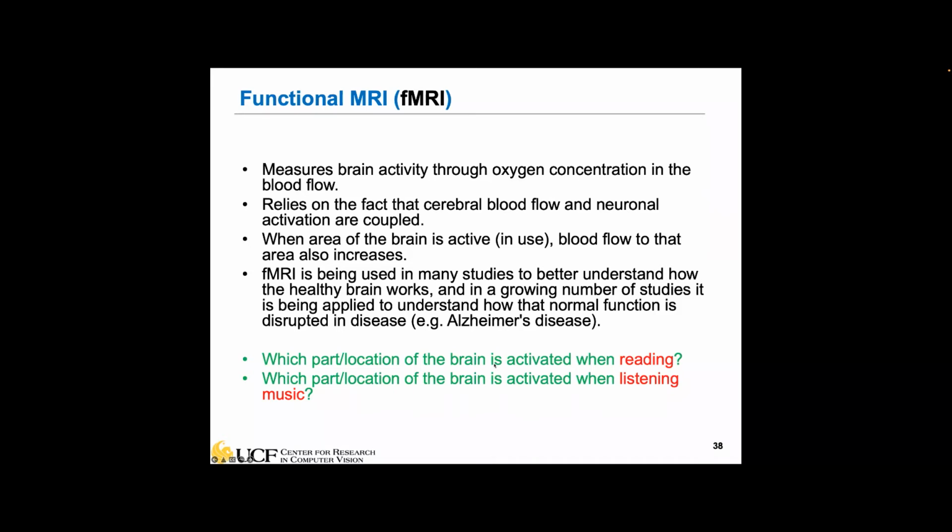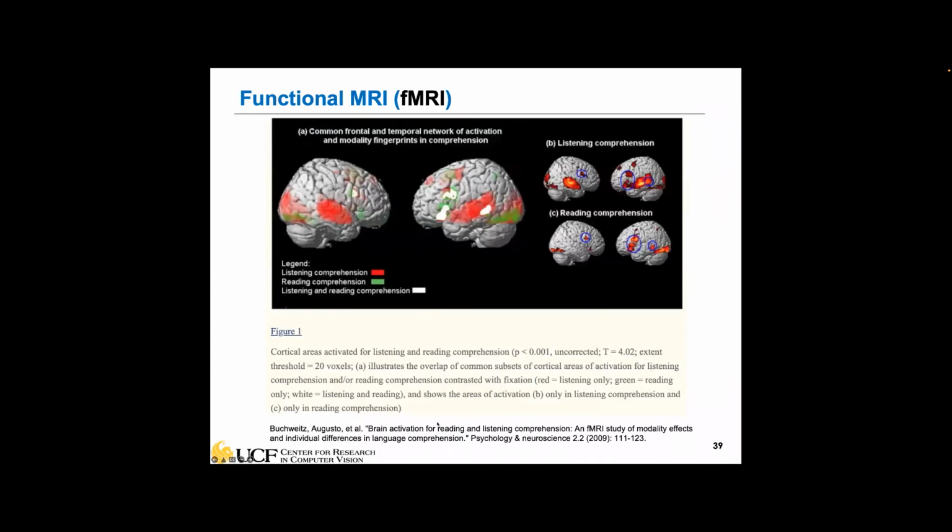Here is an interesting question, right? Which location of the brain is activated when reading, and which location is activated when listening to music? In this article, they provide this kind of study using functional MRI, trying to map which region is active when the subject is performing reading, listening, or maybe both together.